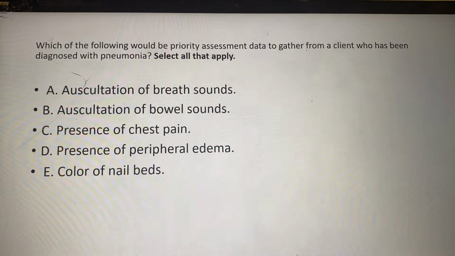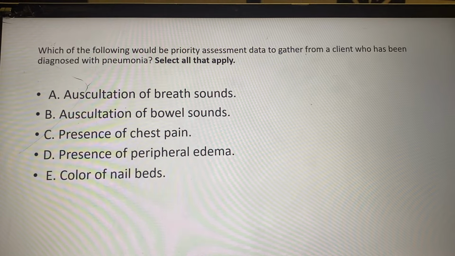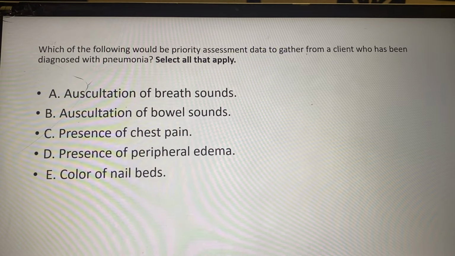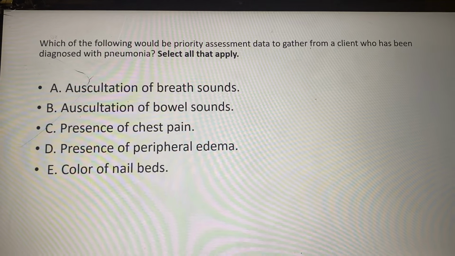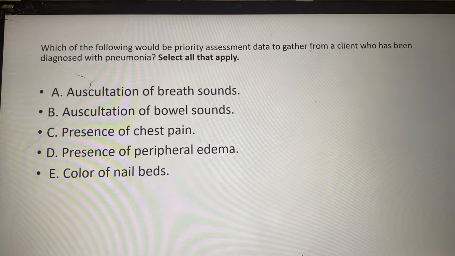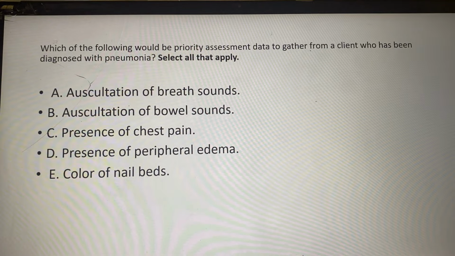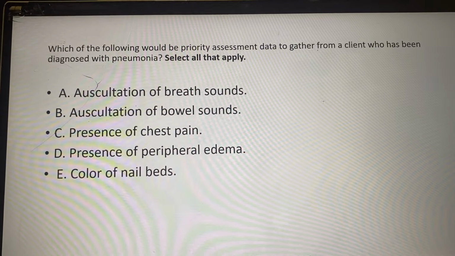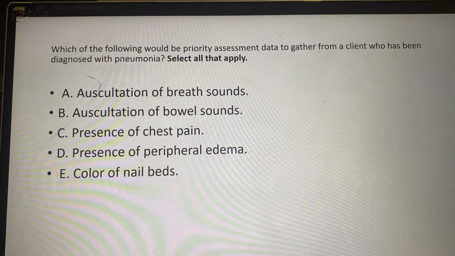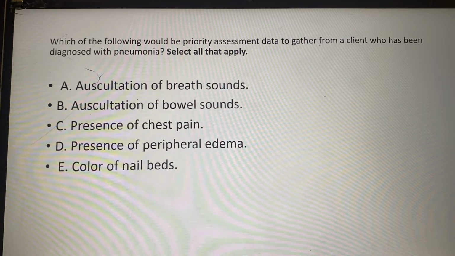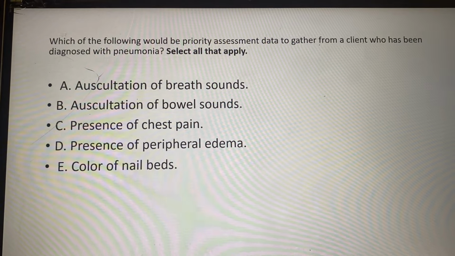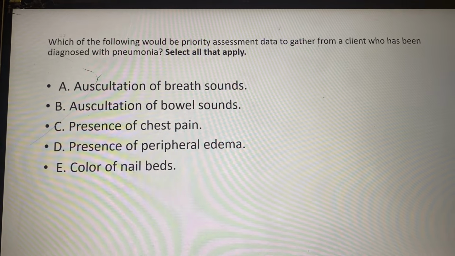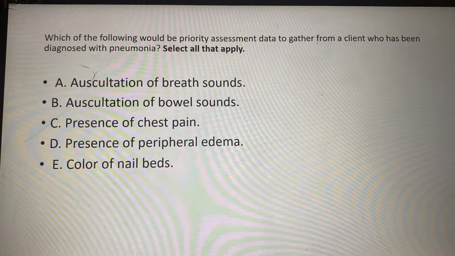All right. Which of the following would be priority assessment data to gather from a client who has been diagnosed with pneumonia? It's select all that apply. So we're looking at what's my focus assessment? What should I focus on with someone who has pneumonia? And it's going to be more than one answer. So you're going through your answer selections and saying, okay, which ones are true and which ones are false, right?